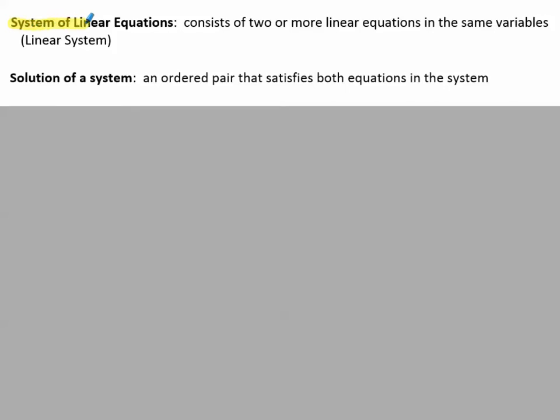A system of linear equations, also known as a linear system, consists of two or more linear equations in the same variables. The solution of a system is an ordered pair that satisfies both equations in the system. Remember, satisfies means to make the equations true. An ordered pair is like X comma Y.